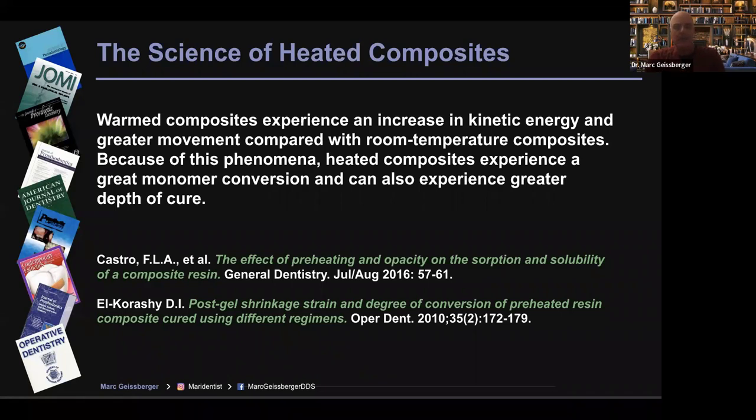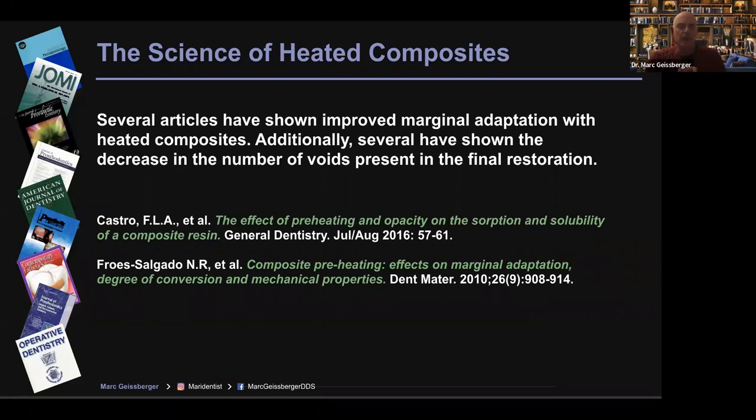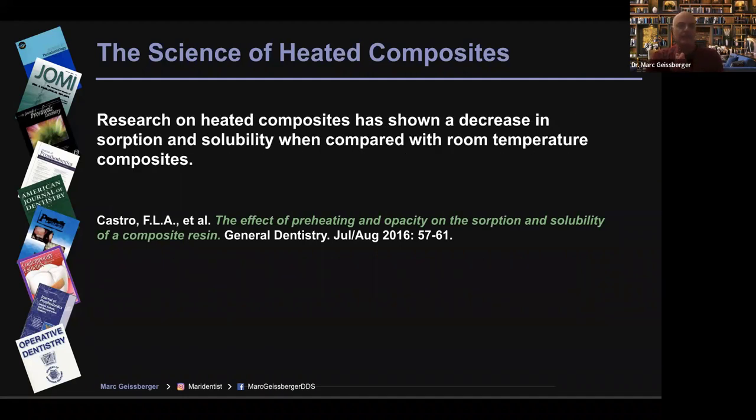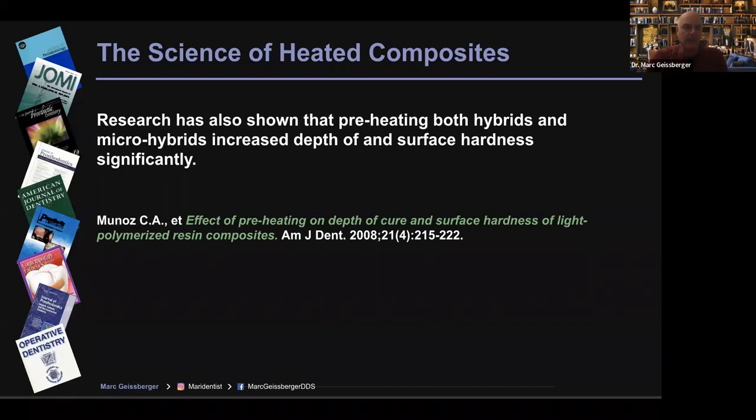So simply by heating up your composites, and this time of year, keep in mind your composites are quite cold. They're in cold offices, but by heating them up, you increase their strength at final cure. You increase the amount of conversion. Now, other studies have shown that heating composites actually leads to fewer voids because clinicians have an easier time placing them. Nothing is more frustrating to me than placing a composite and then starting to finish it and realizing that you have a void somewhere in the restoration. It's hugely frustrating. And Froh showed that in his study. Now, the importance of decreased solubility is a big one. We don't want our composites to immediately start to break down, and Castro showed that in his.